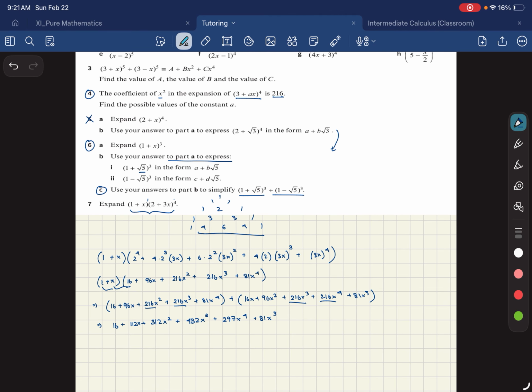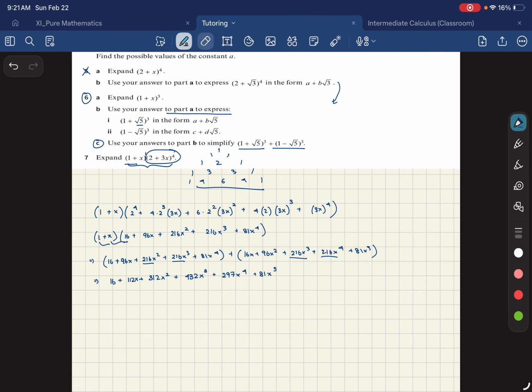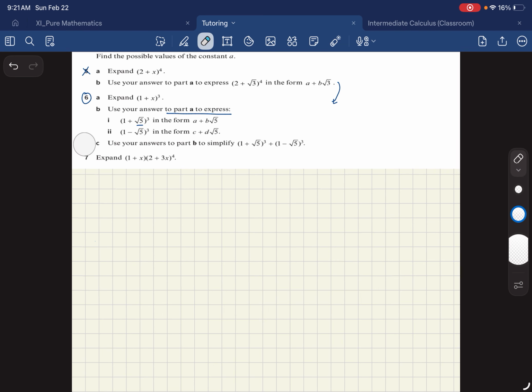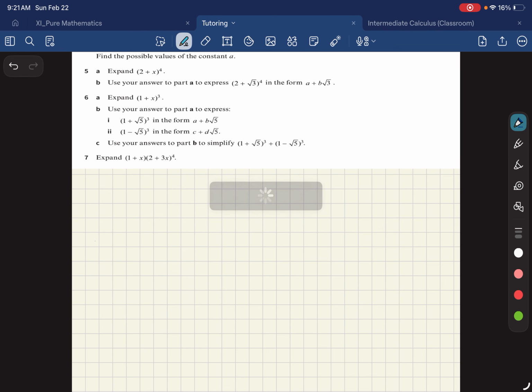So you can expand one term and then multiply through by the other. And that is the end of this video, and I hope this was helpful, and we'll do more questions in the next videos.